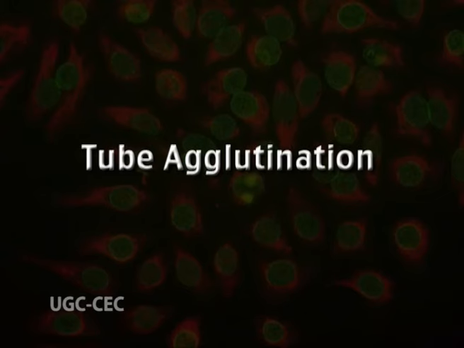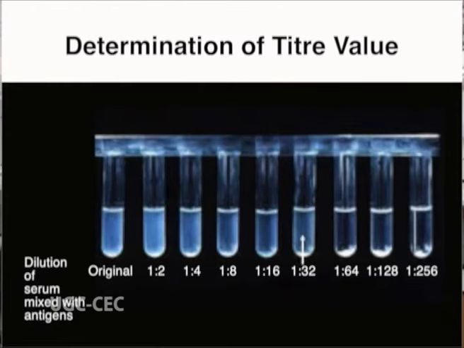Tube agglutination. Agglutination reaction in tubes is usually done for quantitative estimation of antibodies in patient serum. The patient serum is added to a series of tubes in decreasing concentration. Two-fold serial dilution of serum is done. For example, the first tube will contain original concentration of the serum, second will contain 1:2 diluted serum, third will contain 1:4 diluted serum, then 1:8, 1:16, 1:32, 1:64, 1:128 and so on.